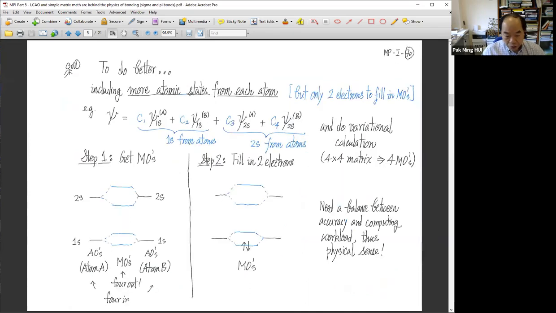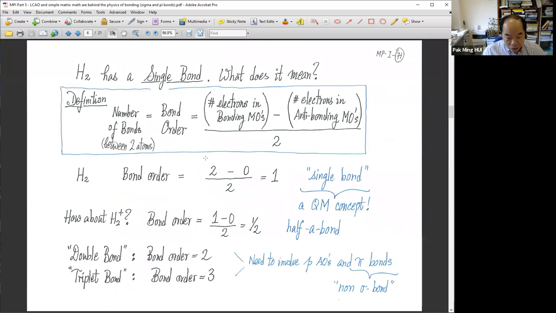So look at this H2. This is a bonding molecular orbital. This is an anti-bonding one. This is a bonding one relative to the 2s atomic orbitals. This is an anti-bonding one. Nonetheless, they are all empty except the lowest one. So we have 2 electrons in bonding MO, 0 in anti-bonding. So we have 2 minus 0, and then shared by 2 atoms. Therefore, everybody knows this answer. So H2 has a single bond.